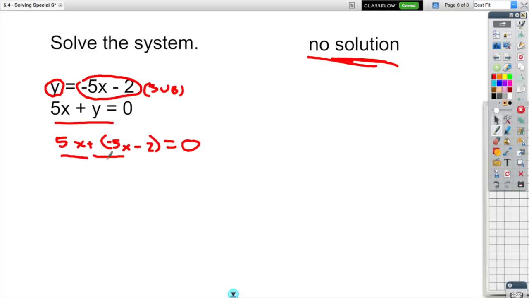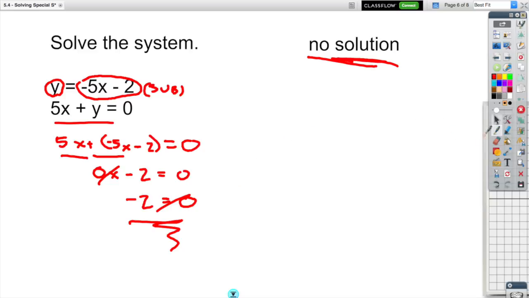5x plus negative 5x is 0x, which just vanishes. And so what I get is this. Negative 2 equals 0. Okay, now this hopefully should look familiar. This is something we did in chapter 1 where we were solving for a particular variable, in this case x, but the variable disappears, and not only that it disappears, but this doesn't make sense.